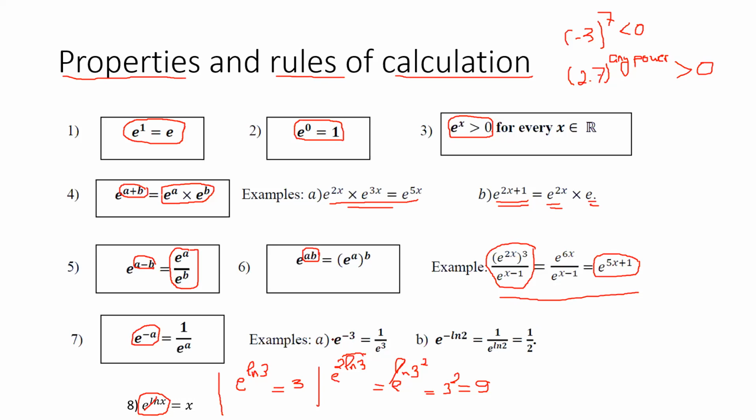Example here, e to the negative 3 had a negative power. To become positive, I put it 1 over e power 3. So e power minus 3 is 1 over e cube. Now e to the minus ln 2, I cannot simplify e with ln. This is a negative power here. It becomes 1 over e power ln 2. Now e and ln will skip, I have half. Any questions? Naira, any questions? No. Okay.